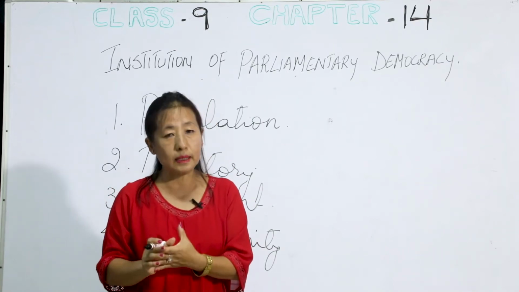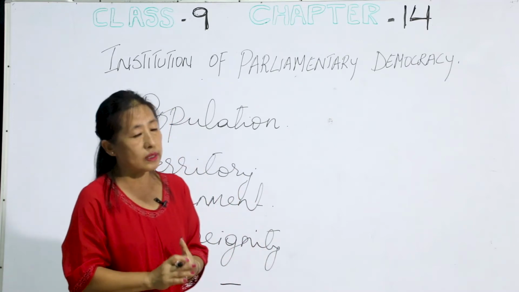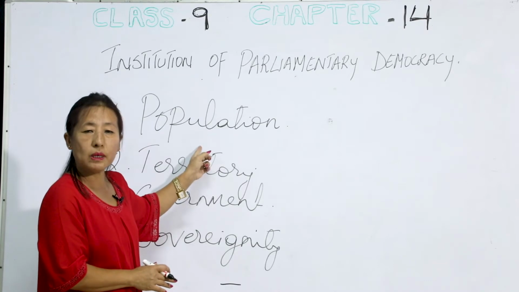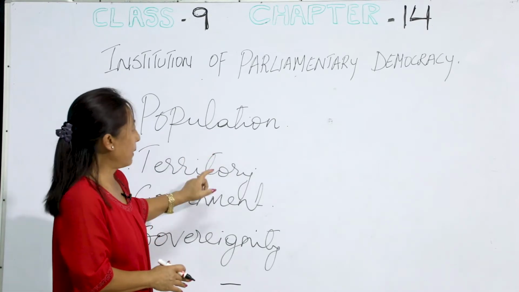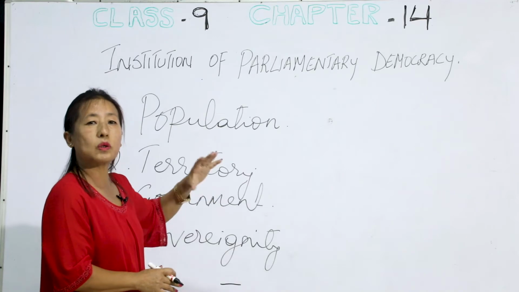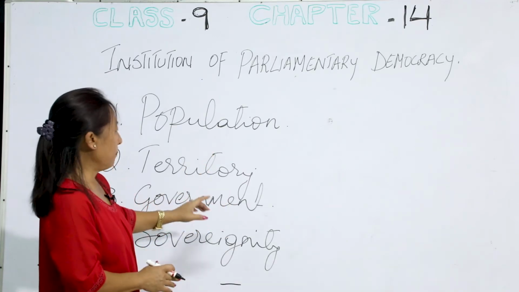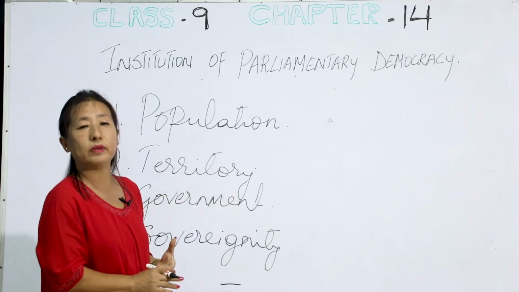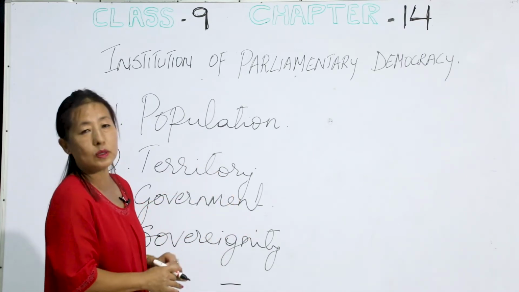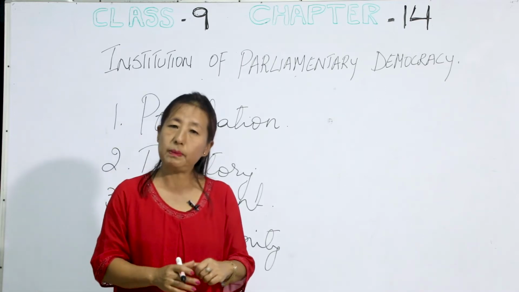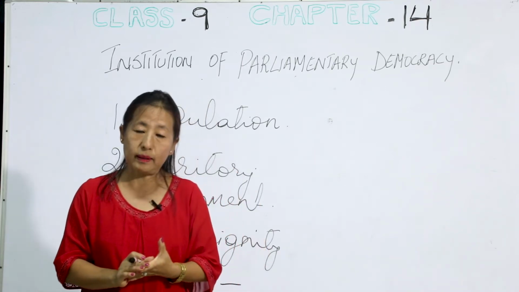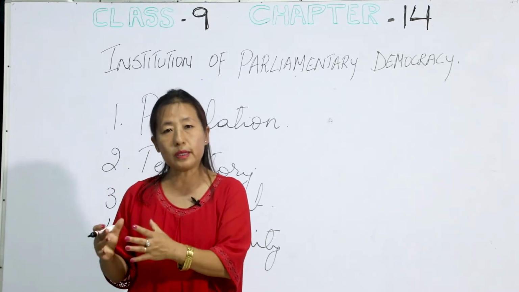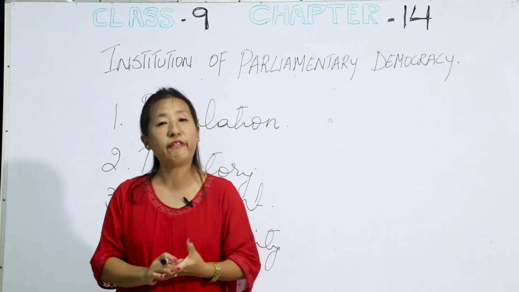Sovereignty means the state is independent. So the 4 elements of the state, as we have discussed, are: number 1, population, meaning the people. Then territory, meaning the place, the state. Number 3, government, where the government is there to look after the people. And the fourth one is sovereignty, that means the state is independent. These are the 4 elements of a state, and through this, the government functions.